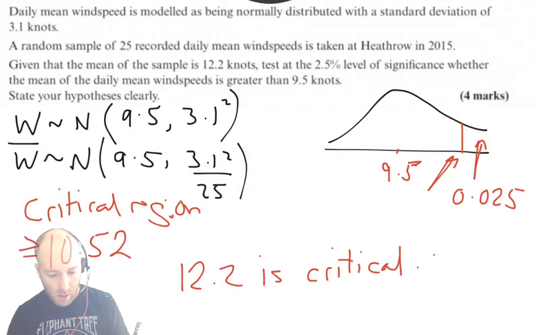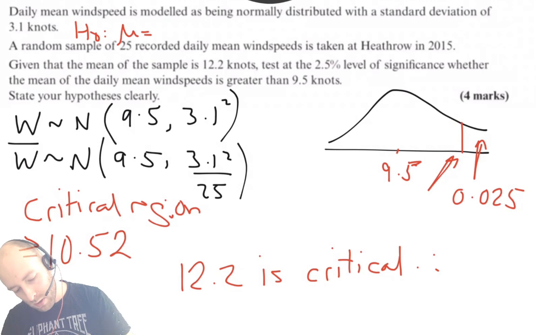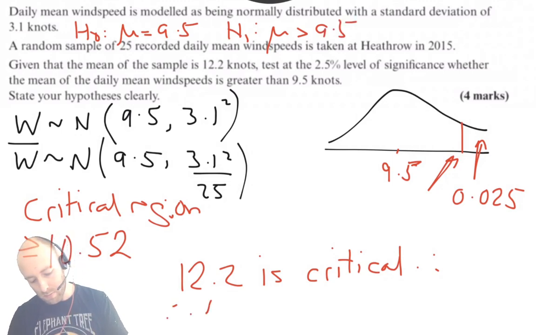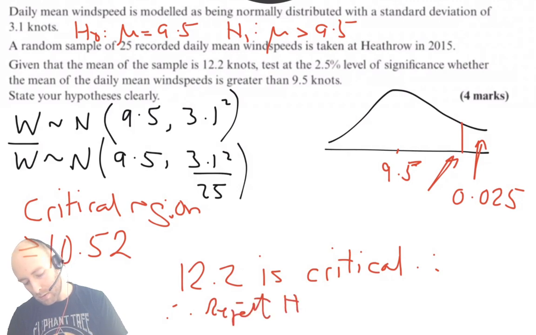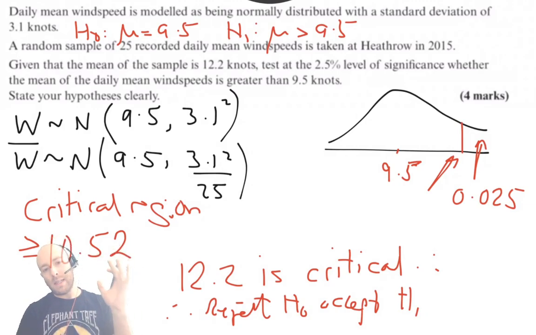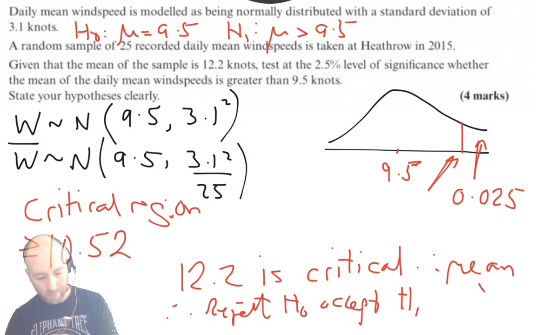Therefore, I didn't even state my hypotheses. That's terrible. H0: mu is 9.5. H1: mu is greater than 9.5. So 12.2 is critical. Therefore, reject H0, accept H1. And we can say there is evidence to suggest the mean is greater than 9.5.